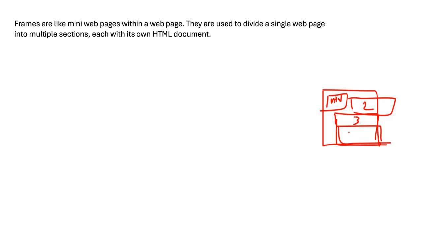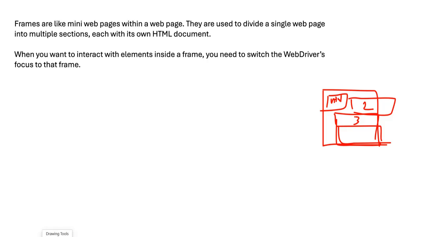Iframe is just an inline frame. Both are almost the same, which is again a separate HTML document which can be used to embed within the web page. So this is how frames work. Basically, it is another HTML document which is embedded within the web page.